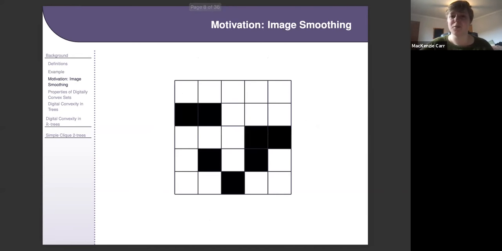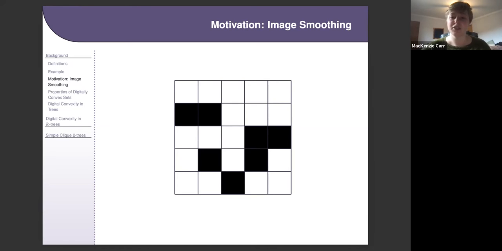I'll talk for just a second about the original motivation for this problem. So this problem came from smoothing digital images with black and white pixels. So if we think about this as a digital image, if we wanted to smooth this image, we could find the digitally convex set, the smallest digitally convex set that contains these black pixels. So we would call this the digital convex hull of the black pixels.